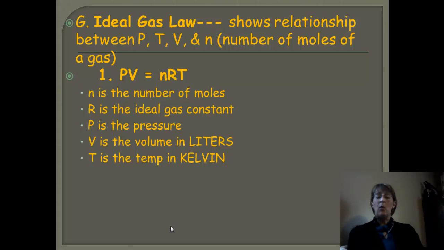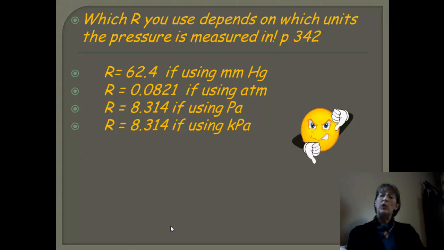And so you have to kind of look those up on a chart. So n is the number of moles, R is the ideal gas constant, P is pressure, V is the volume in liters, has to be in liters, and T is the temperature in Kelvin. No negative numbers here, it's in Kelvin. And we will work some problems, children. Now again, which R you use depends on which units of pressure they're measuring. In your chemistry book, it's on page 342, they've got it listed. I also have this listed in your notes.